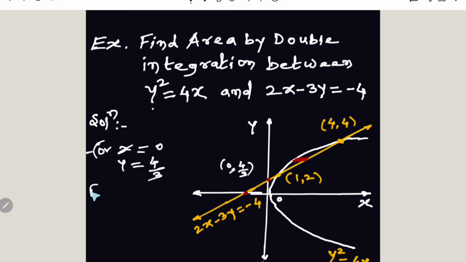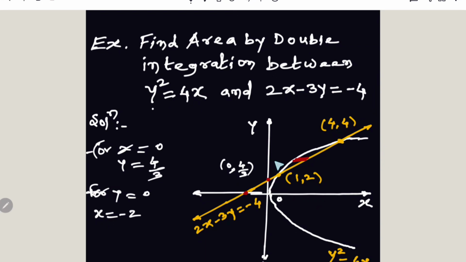And for y equal to 0, we get 2x is equal to minus 4, means x is equal to minus 2. Therefore, when x is minus 2, y is 0, means it is on x-axis. Joining these two points by a straight line, we get that line whose equation is 2x minus 3y is equal to minus 4. Okay. And then the region between these two curves, this is that region.